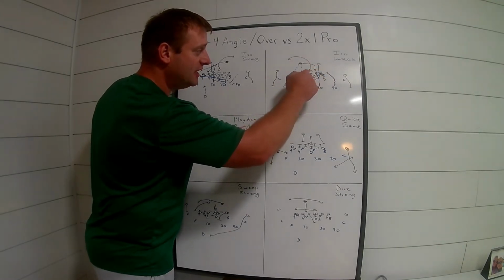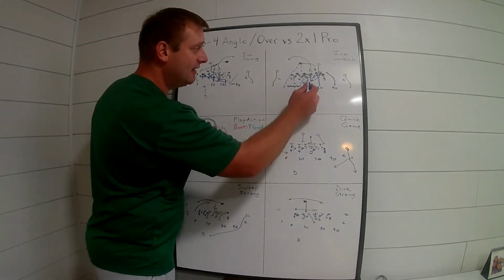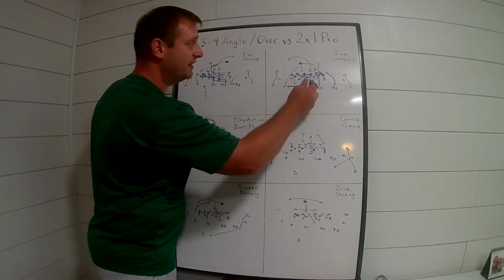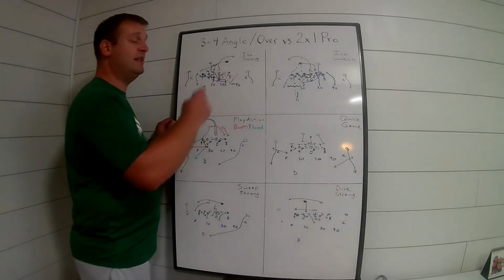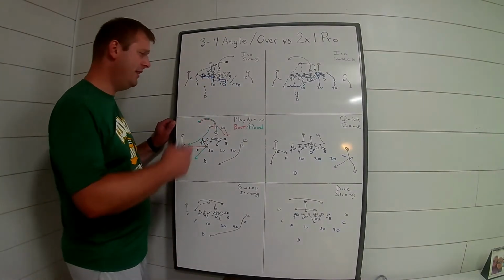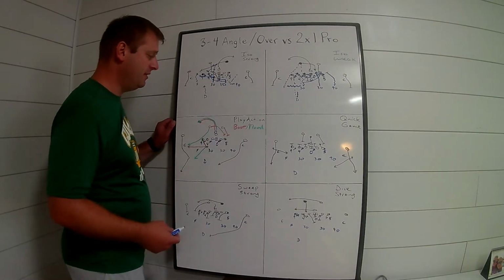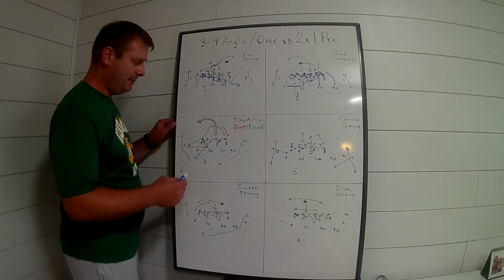That nose is going to keep the A-gaps empty, and I think it's a little bit easier for a 30 technique linebacker to beat a scooping guard as opposed to a down blocking guard. The other plays we had to defend, play action, either boot or flood.